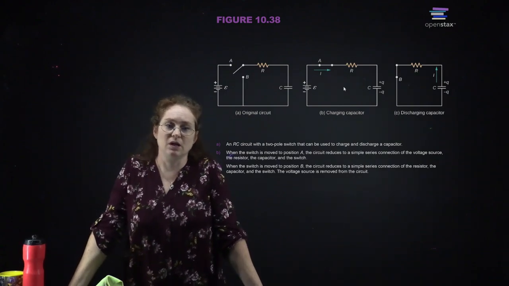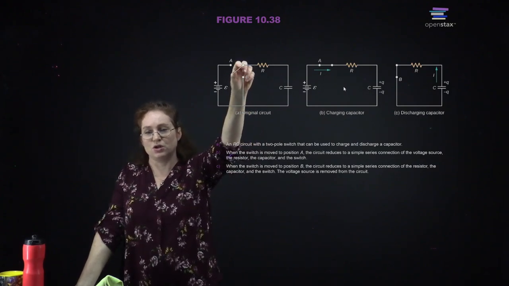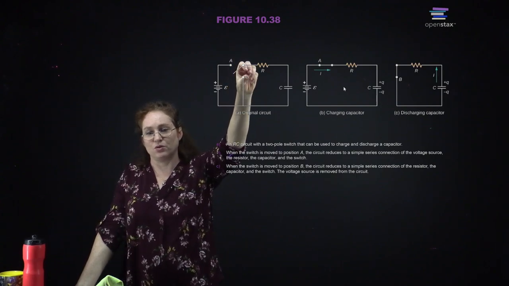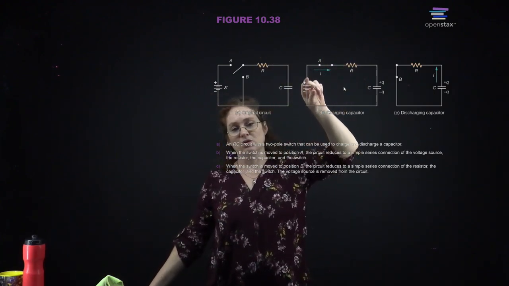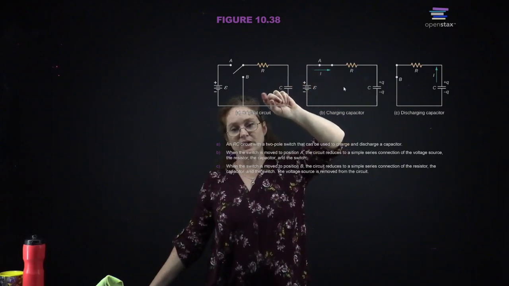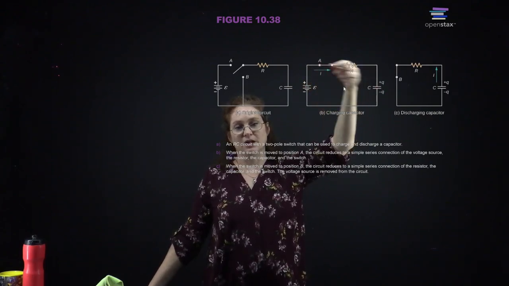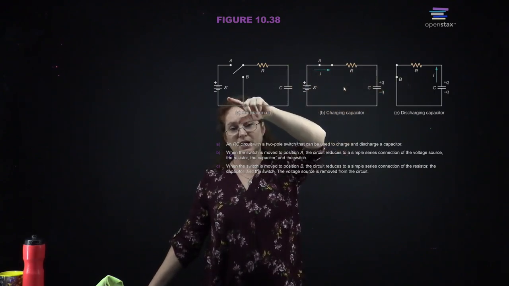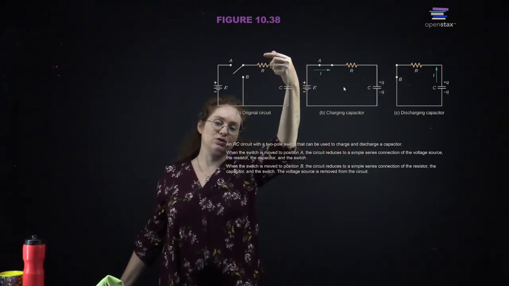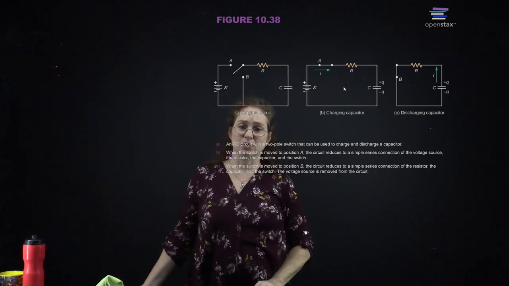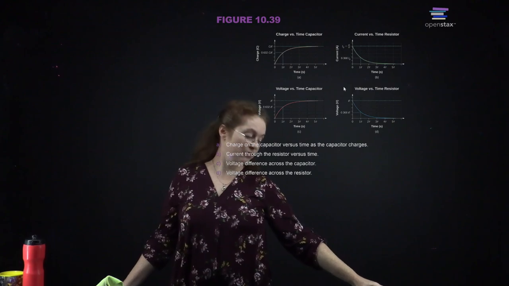All right, so here this is showing you have a switch so that you can either charge up the capacitor or let it discharge. You start where there's no charge across the capacitor, and you flip the switch so that you charge up the capacitor. Then you flip the switch, and now you have nothing connected to the battery, so you are discharging the capacitor. So depending on which way you have the switch flipped, you are either charging up the capacitor or discharging the capacitor. We're going to look at what that does as a function of time.